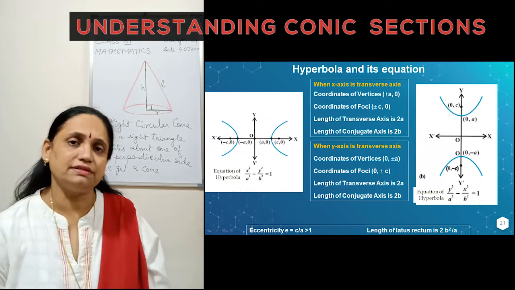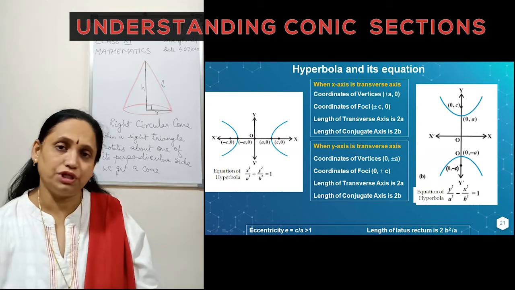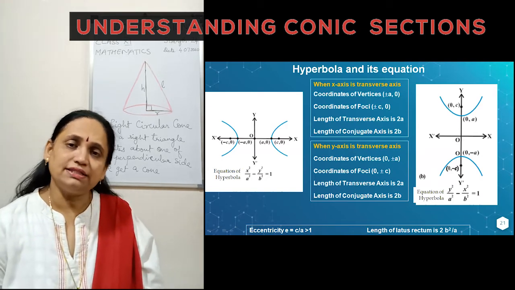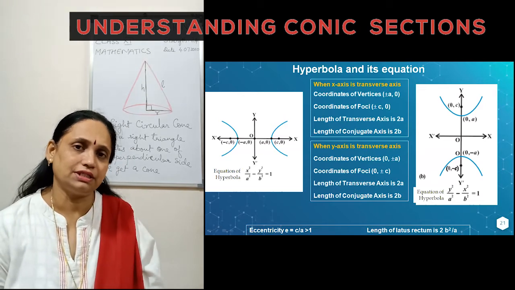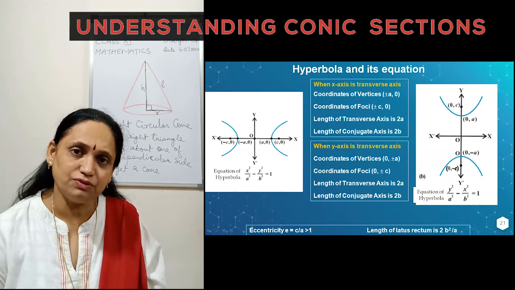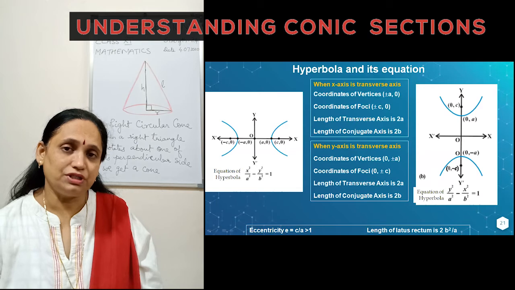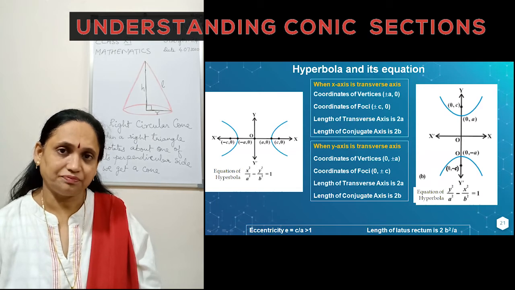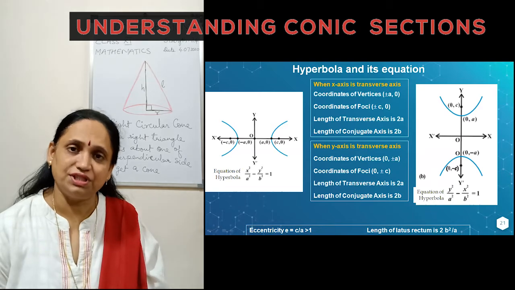In both the cases, length of transverse axis will be equal to 2a. Length of conjugate axis will be 2b. Eccentricity again would be c upon a. Here c is the largest, hence the eccentricity would always be greater than 1. Length of latus rectum would be 2b square upon a. This completes our concepts that are related with conic sections.